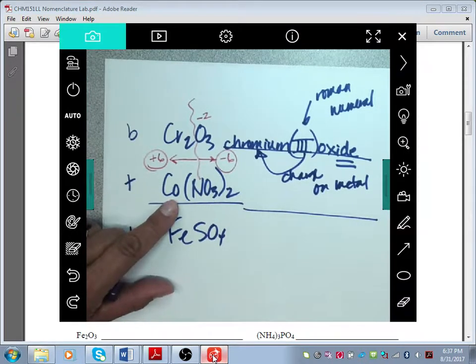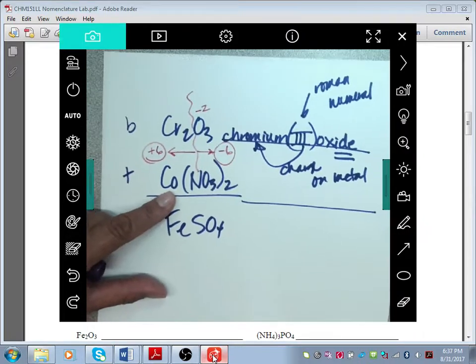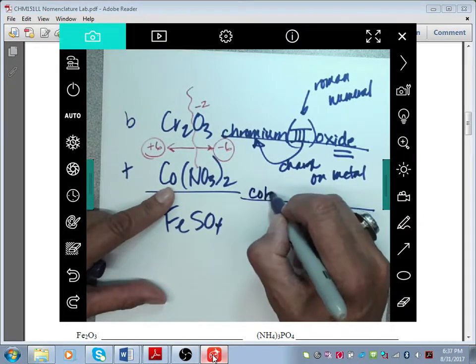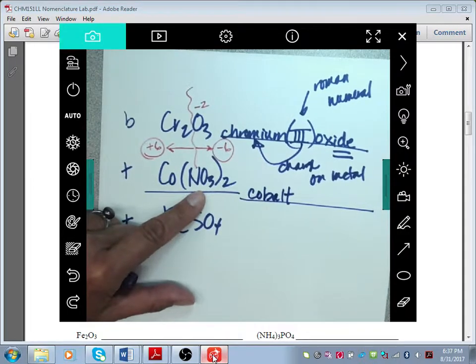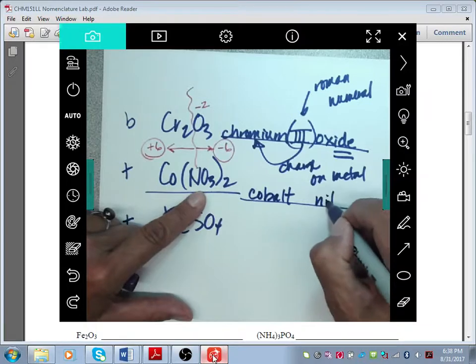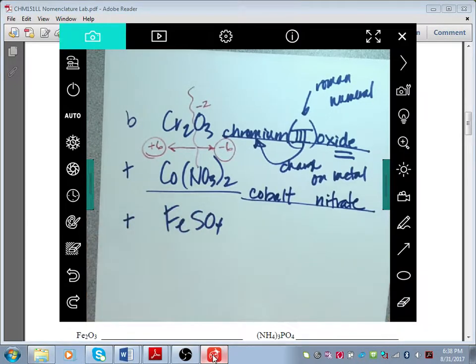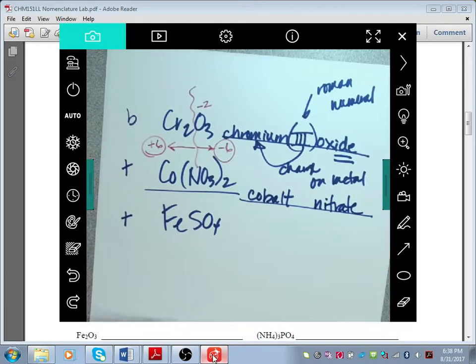CoNO3 twice. What's the name of Co? Cobalt. Now we've got a ternary compound because I got this NO3 thing there. What's the name of NO3 as a polyatomic ion? Nitrate. All right, so there's the hard part, cobalt nitrate. Now I've got to determine the charge on the cobalt.